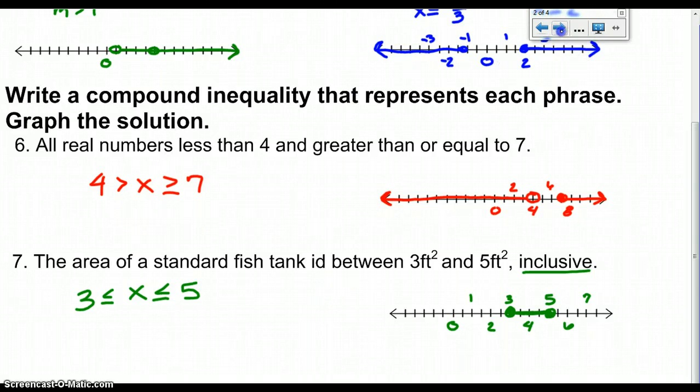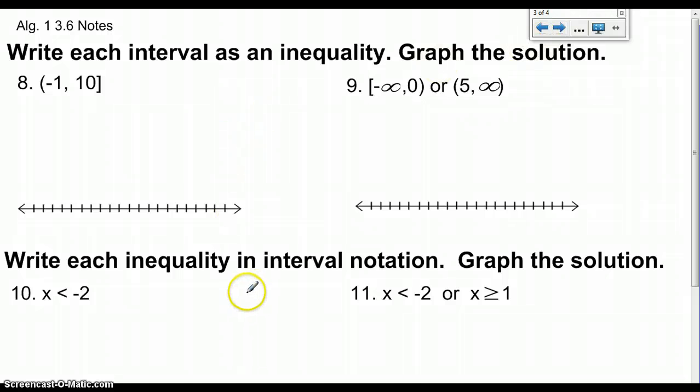We're going to move on to number 8. Write each interval as an inequality. Graph the solutions. Okay, I just want to show you a parenthesis. The parentheses are equal to greater than or less than, and then a bracket going either way is equal to less than or equal to or greater than or equal to.